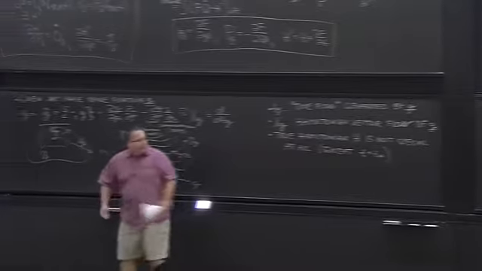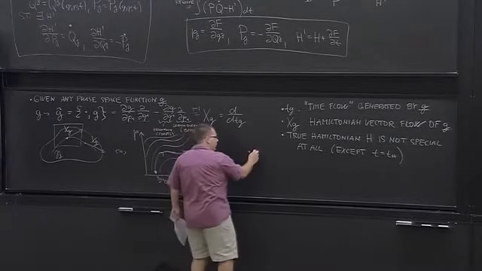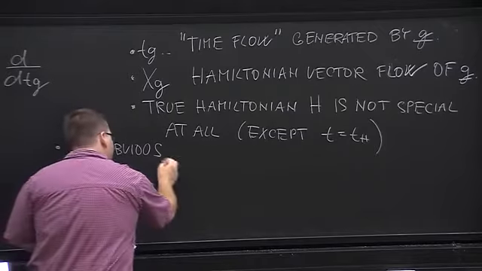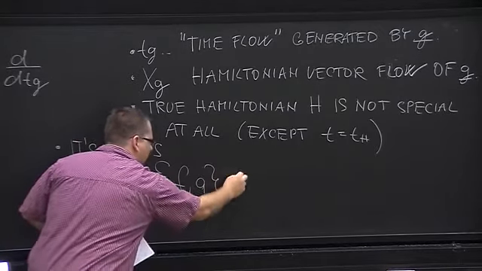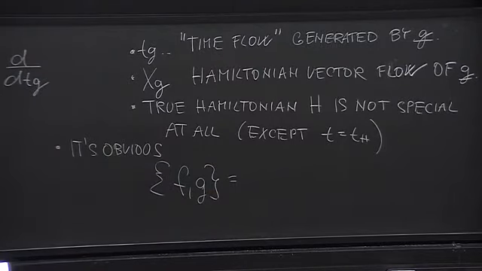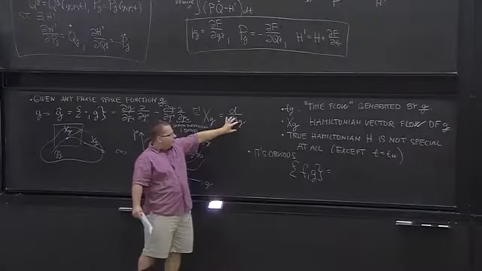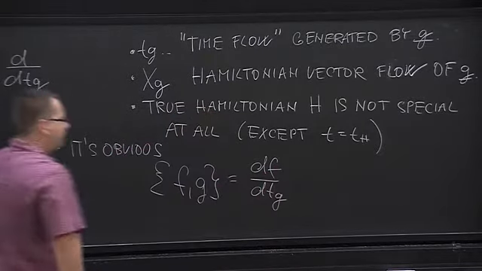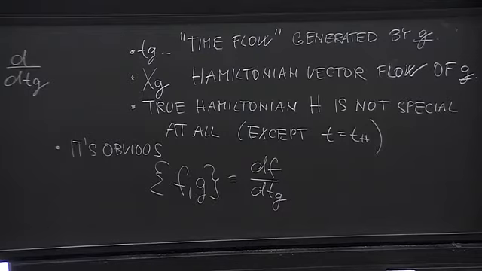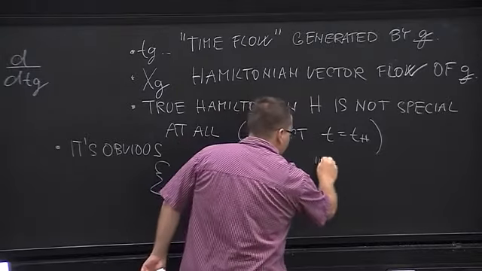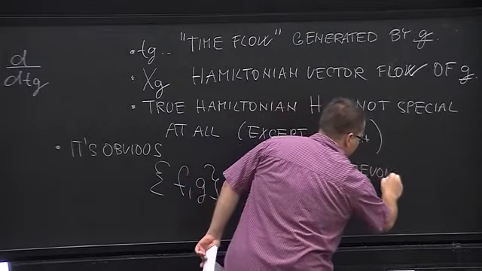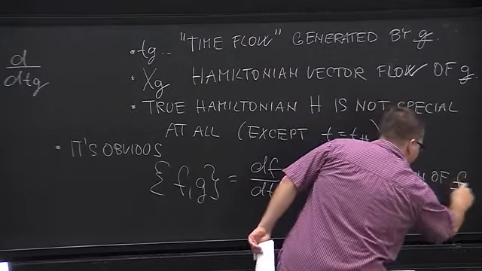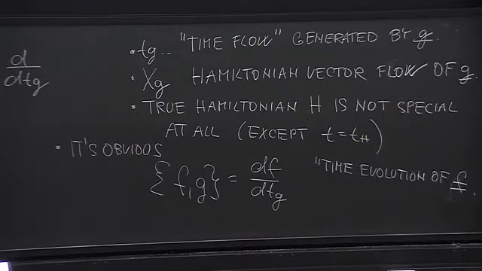I think no. So anyway, now once we have this geometrical picture in mind, then it's obvious that if I take the Poisson bracket of F and G and go through this equality and end up here, then all I have to do is to plug F here, and so it's dF over dt_G, and it's just time evolution of F in this time t_G, right?